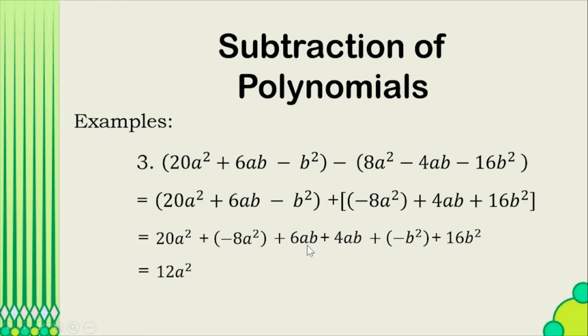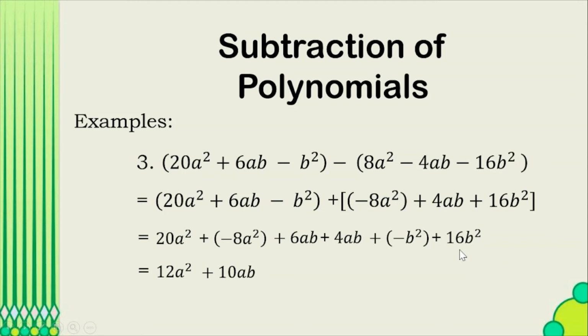Next, 6ab plus 4ab. So the numerical coefficients are 6 and 4, both positive integers. So you just need to add. 6 plus 4 is 10 and copy ab. So we have plus 10ab. Next, we have negative b squared plus 16b squared. So what is the numerical coefficient of negative b squared? It is negative 1. And here is positive 16.